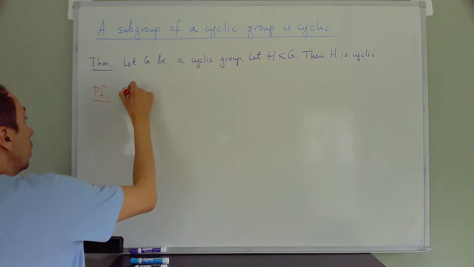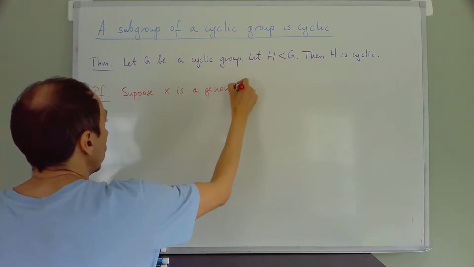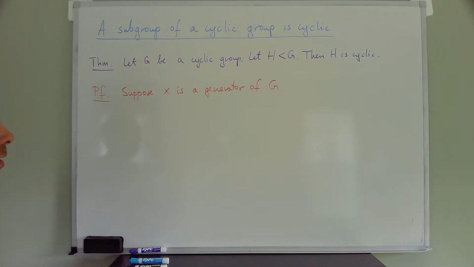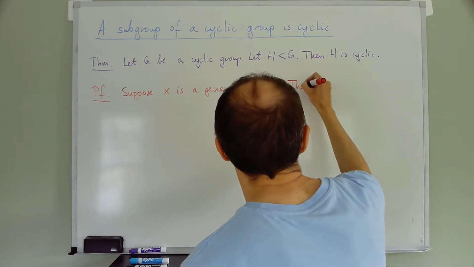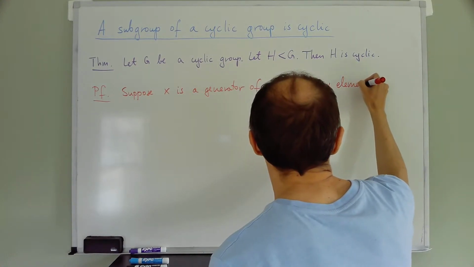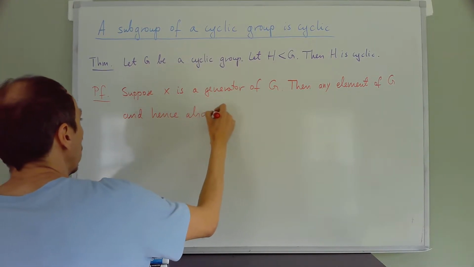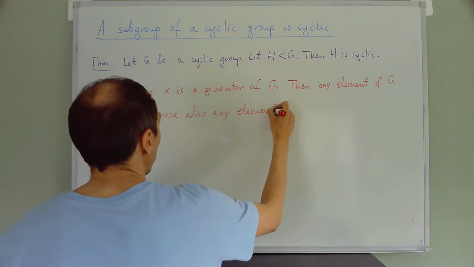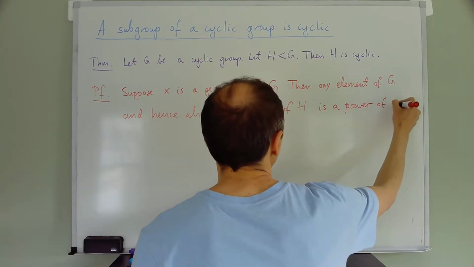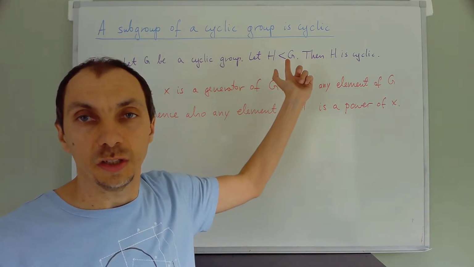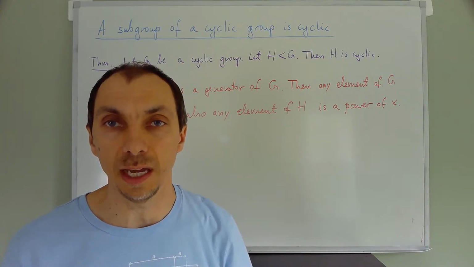So suppose X is a generator of G. Then any element of G, and hence also any element of H, is a power of X. Among other things, H is a subset of G. So every element of H is an element of G. And I know every element of G is a power of X. So every element of H is a power of X.